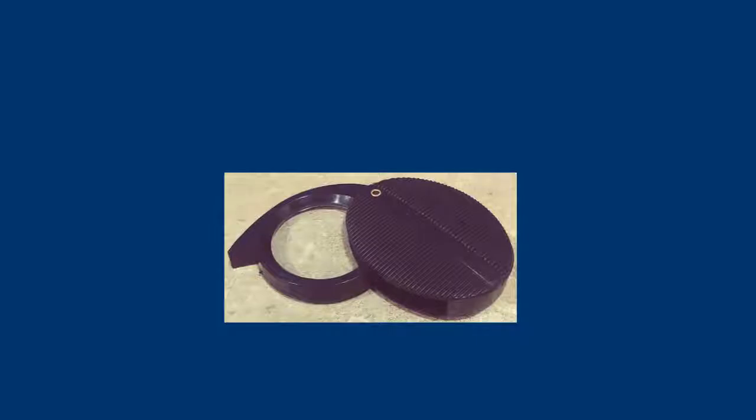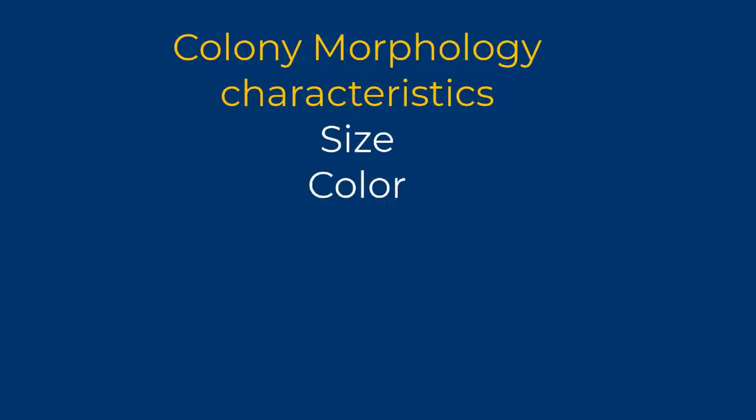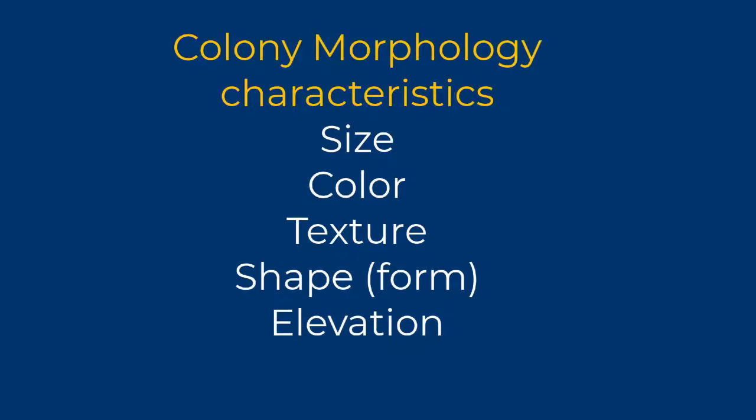Colony morphology is described with 6 characteristics. Some are pretty obvious. For others, you have to learn some new terminology. To observe colony morphology better, we included a small magnifying glass in your supply box that magnifies tenfold. This will allow you to see and describe the colony morphology much better. The 6 characteristics that are used to describe colony morphology are size, color, texture, shape, elevation, and margin. Let us look at each of these.